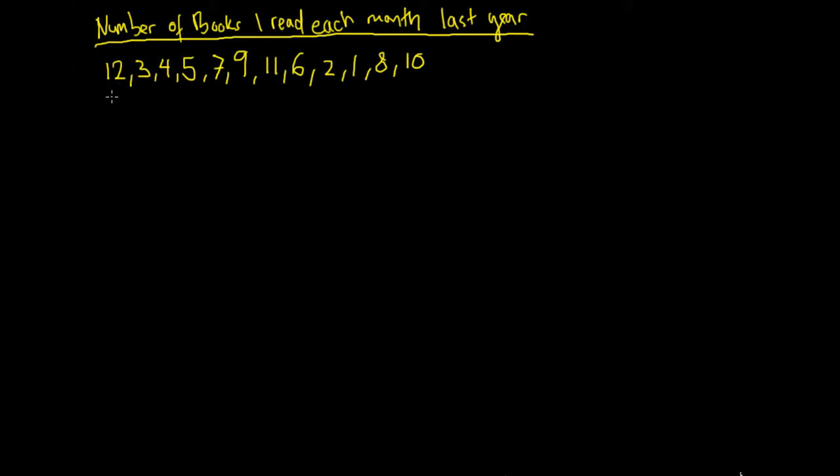So month 1, which is January, I read 12, month 2, February, I read 3, March, I read 4, April, I read 5, May, I read 7 books, June, I read 9 books, July, I read 11, and we get the idea. August, I read 6, September, I read 2, October, I read 1, slow month in October, November, I read 8, and December, I read 10. So, picked up my form back in November and December. So we're going to use these to calculate our interquartile range.